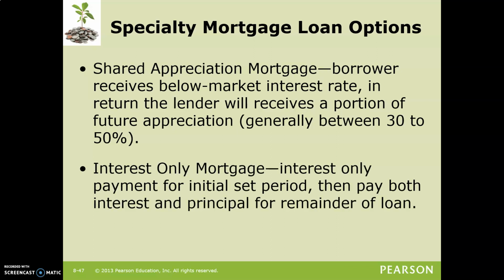Then you have the interest only mortgage. An interest only mortgage is a mortgage with interest only payments for the initial set period, for example 5 years on a 30-year loan, and after this period the borrower pays interest and principal, with payments adjusted upward to reflect full amortization over the remaining years of the loan.